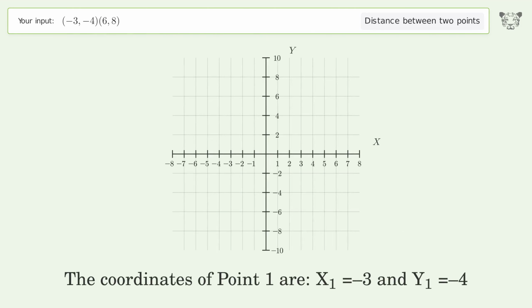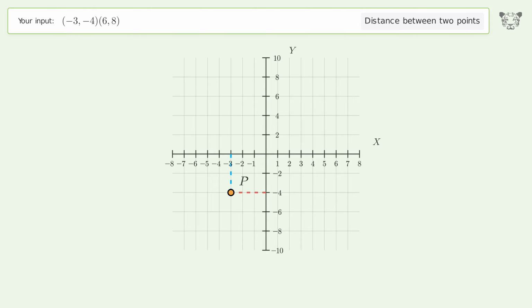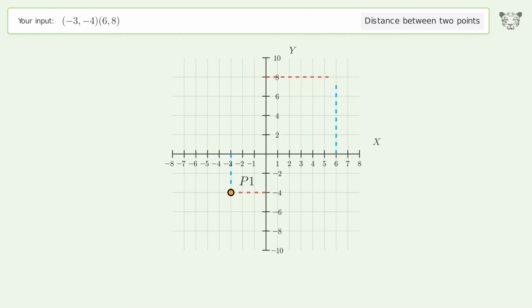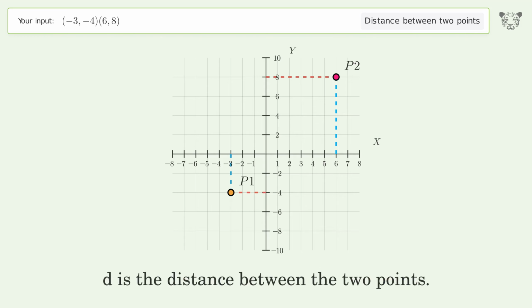The coordinates of point 1 are x1 equals -3 and y1 equals -4. The coordinates of point 2 are x2 equals 6 and y2 equals 8. D is the distance between the 2 points.